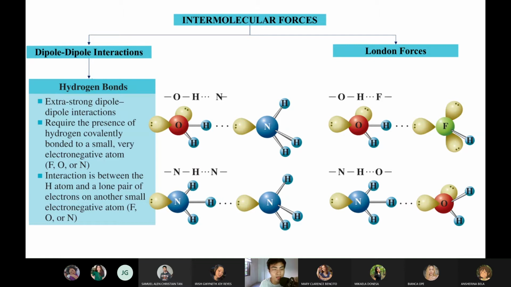Kasi galing tayo sa star, di ba? Sa sun. Then, nagkaroon tayo ng planetary nebula. Then, naging planets tayo. Before, yung Earth ay isang hot rock lang siya. Literal na mainit, no? Pero, yun nga, dumating yung asteroid na may tubig. So, nagkatubig sa Earth, no?